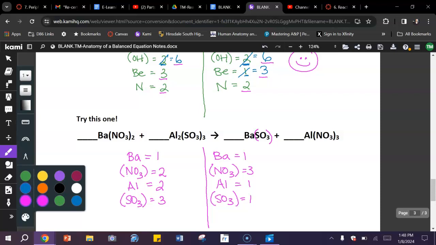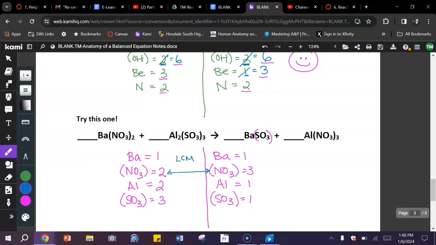So what I am going to do instead is figure out the least common multiple between 2 and 3. And to find that out, I just multiply 2 times 3, and that equals 6. This is the lowest number that both 2 and 3 can divide into evenly. So what number times 2 will give me 6? Well, that number would be 3.